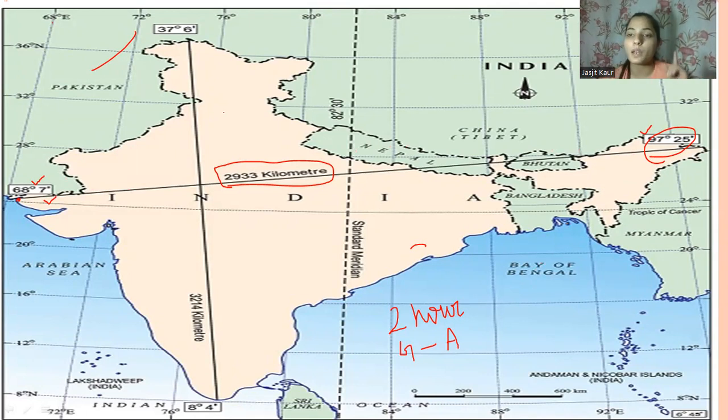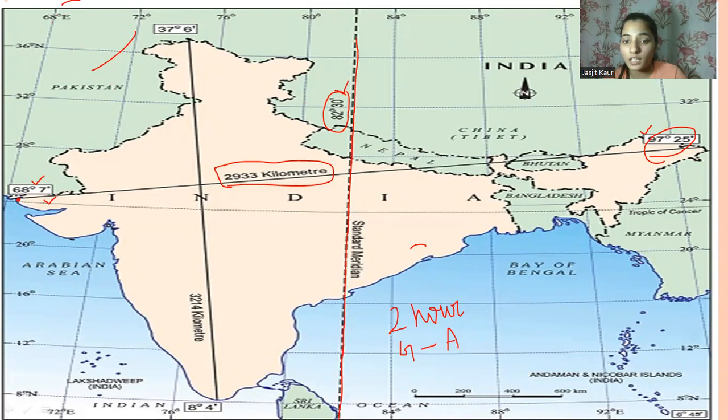So we adopt one standard meridian that passes through Mirzapur in Uttar Pradesh. The degree of that Indian standard meridian is 82 degree 30 east. This is the degree and this is the Indian standard meridian. So you can see this, this line is the standard meridian.